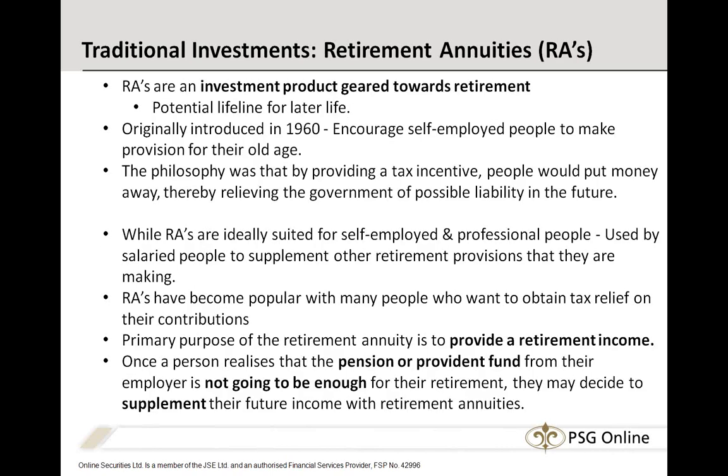RAs are very, very popular. This is more geared towards retirement. It was originally designed for the self-employed person to provide for their retirement age, but now more and more individuals are using it. It provides a tax incentive. So you put money away, and it reduces the government's possible liability in the future. It was originally designed for self-employed or professional people, but now salaried people use it to supplement their retirement, the pension fund or the provident funds. The main thing is tax relief, but you must not forget that the main purpose of the retirement annuity is to provide for a retirement income.